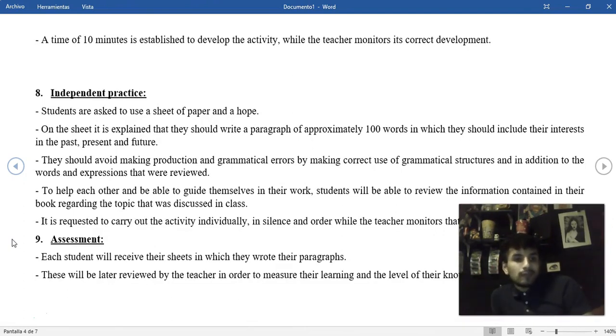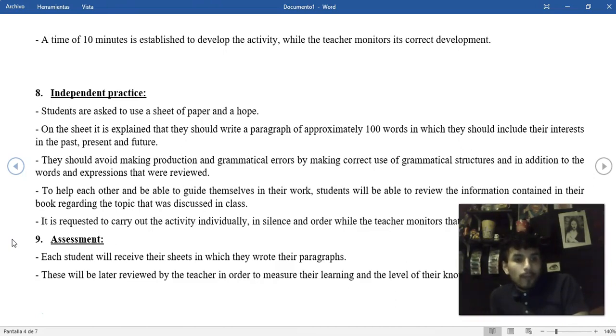The independent practice. Students are asked to use a sheet of paper and a book. On the sheet it is explained that they should write a short paragraph of approximately 100 words, which I consider that at this level they can do. They should include their interests in the past, present, and future. They have to include it in the paragraph.